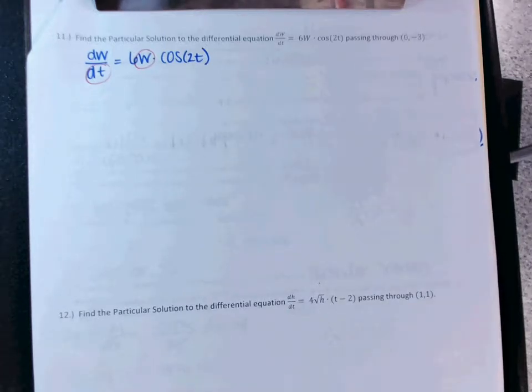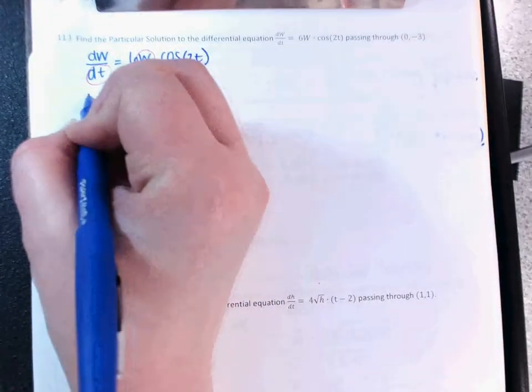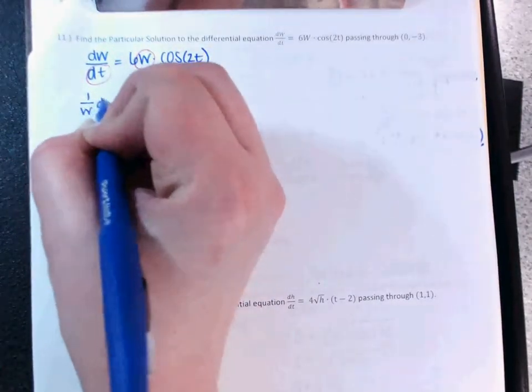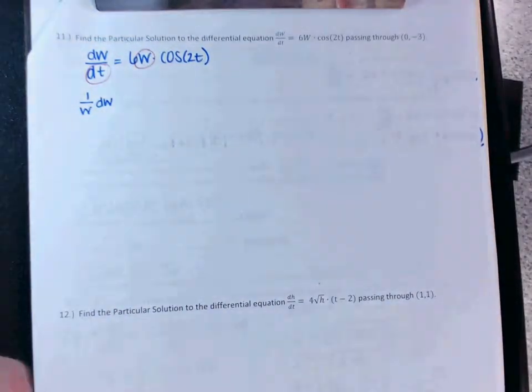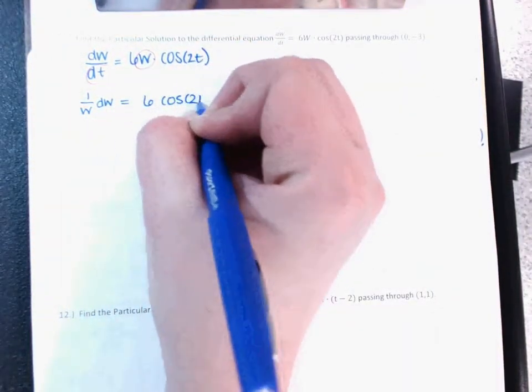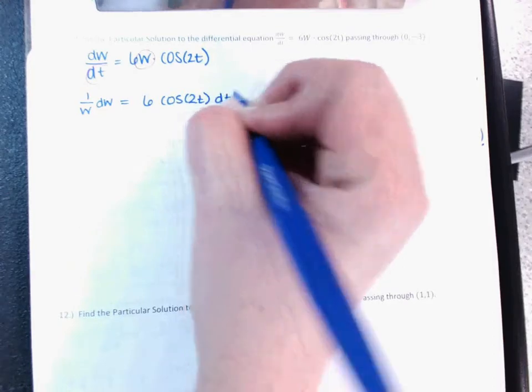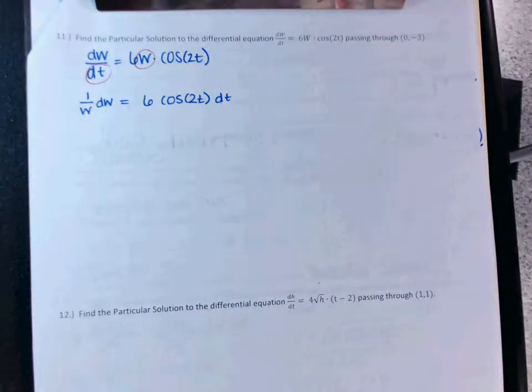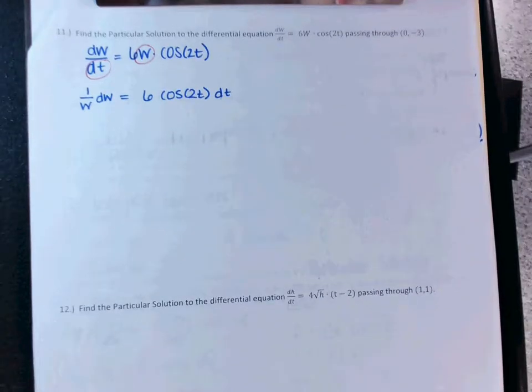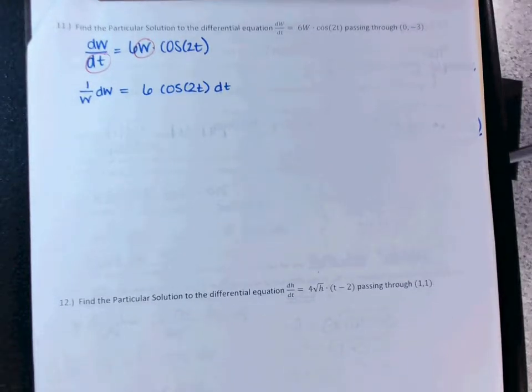So in your separated form, it would be 1 over w dw. And then on the other side, you'll have 6 cosine 2t times dt. You got it. Okay, I want you to integrate and get your general solution. Look down at number 12. I'm going to have you do both. How would you separate number 12? Write it down on your paper.